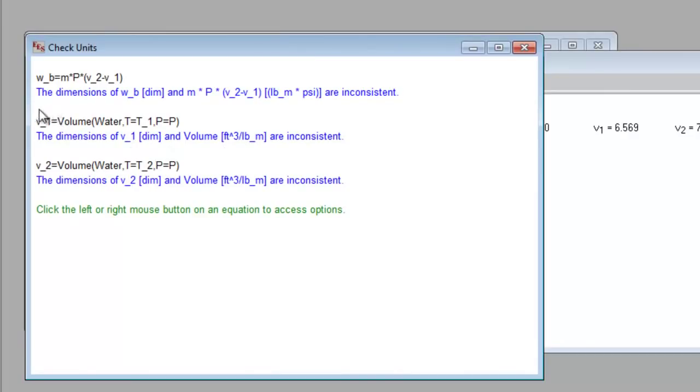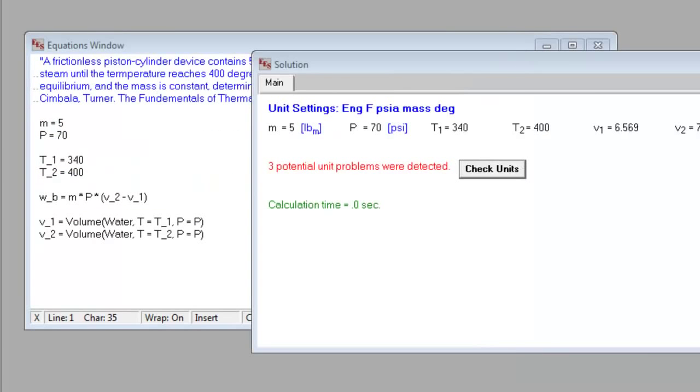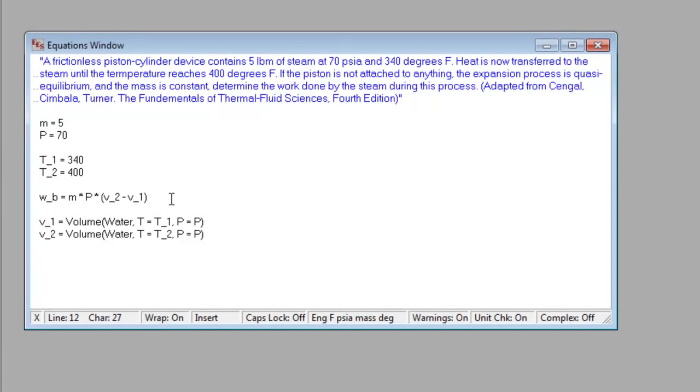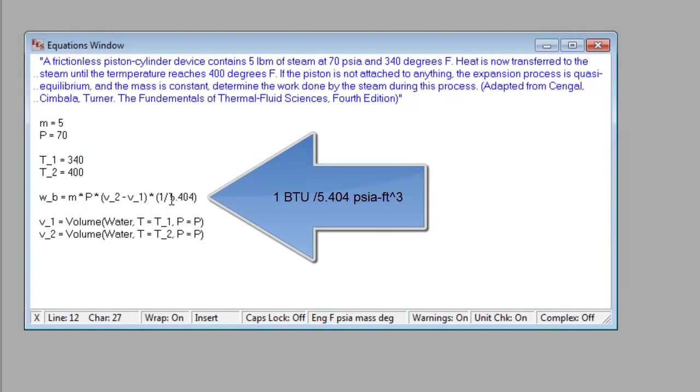You can see it says the dimensions of the work and what the equation for work is are inconsistent. And the reason it's telling you that is because we still need to multiply this entire equation by 1 over 5.404, and that's 1 BTU over 5.404 pressure feet cubed, excuse me.